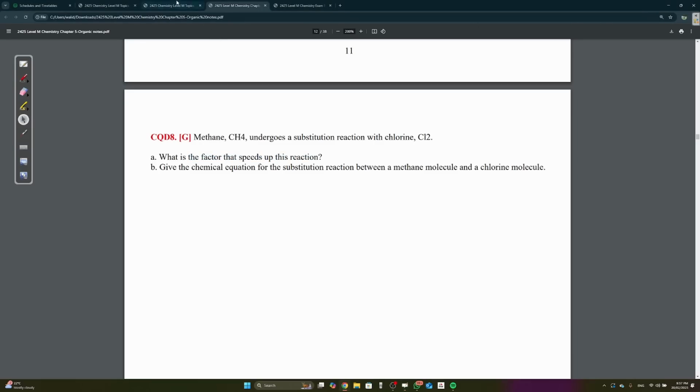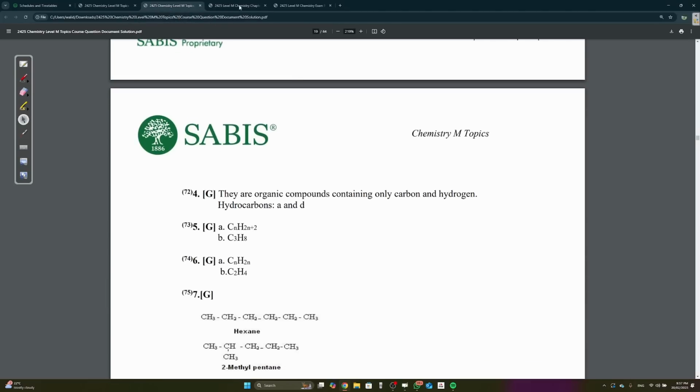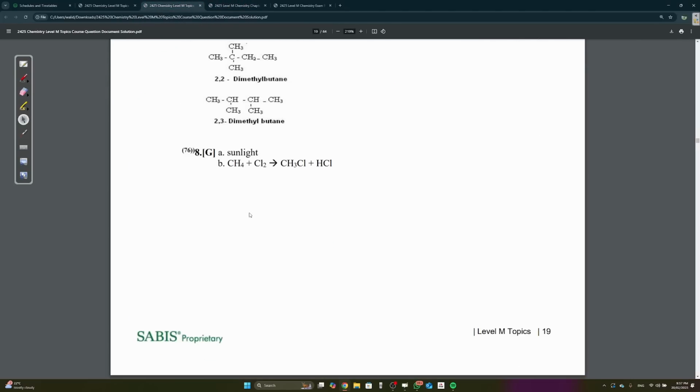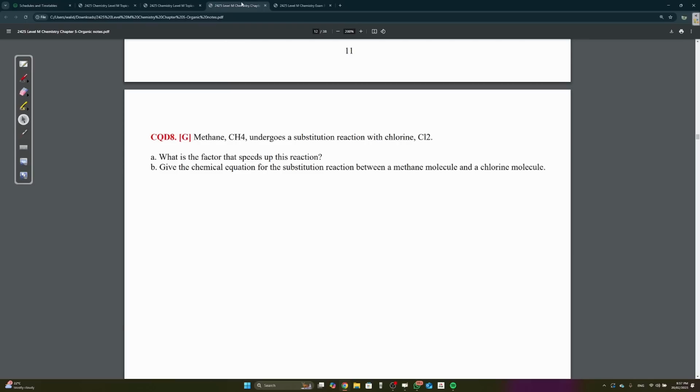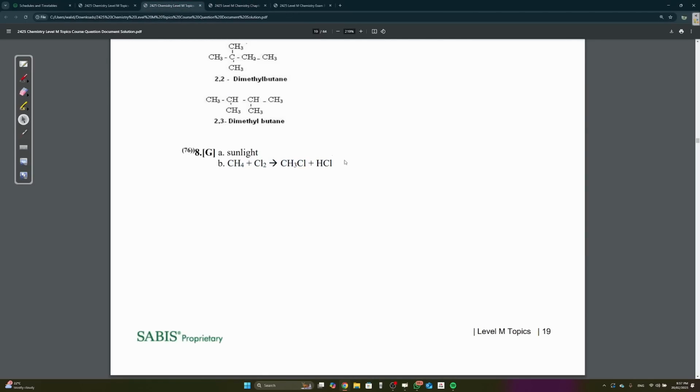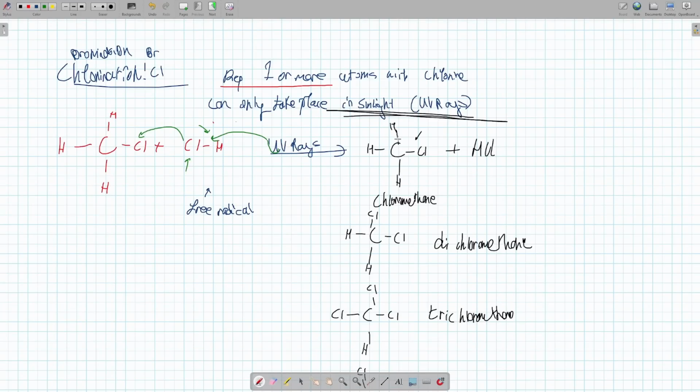What is the factor that speeds up this reaction? Obviously, UV rays. CQD8. Sunlight or UV rays. UV rays is accepted. Give the chemical equation. This is the equation. I did it here, but I just used displaced form.